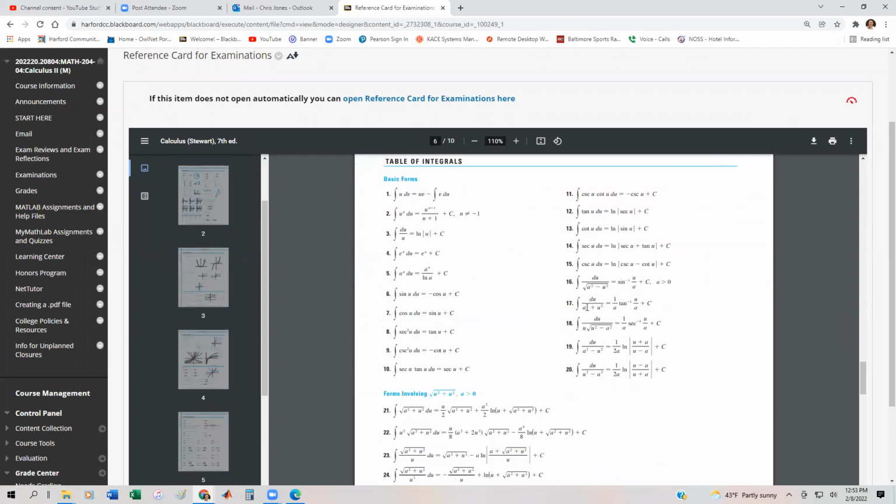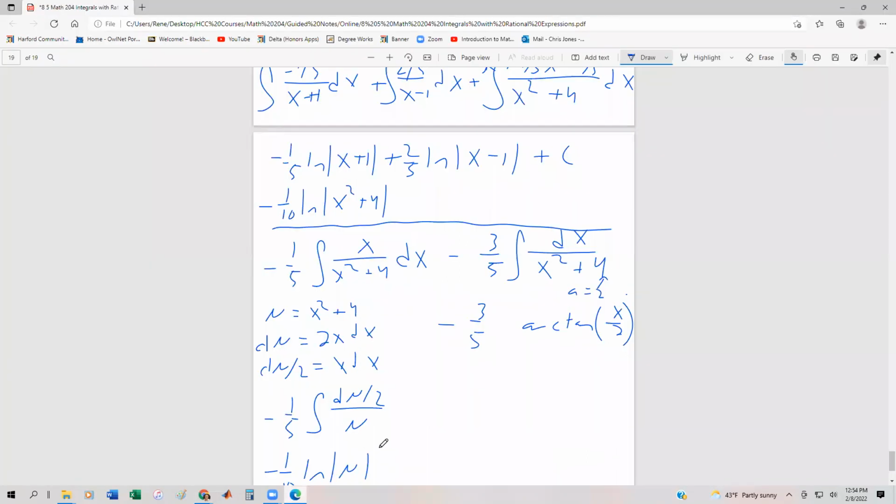the integral of du over a squared plus u squared. Now in this case, a squared is 4, so a is 2, and then u squared. So this is going to be 1 over a arctan of u over a plus c. In this case, a is 2 and u is x. So when I'm figuring this out, I still need a 1 over 2 arctan of x over 2. And so this is going to be negative 3/10 arctan of x over 2.